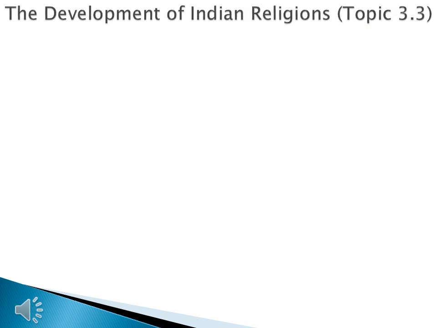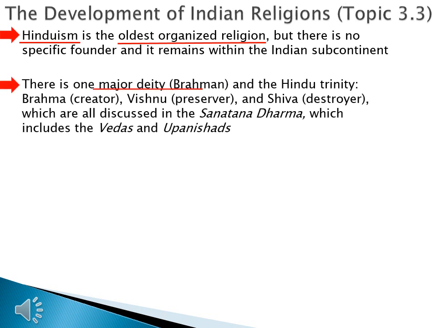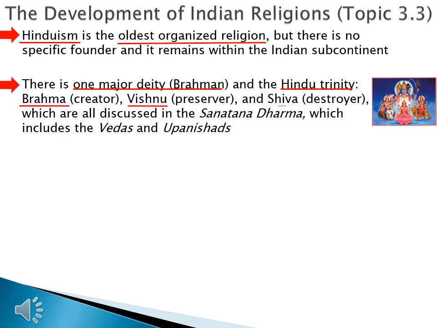We then discussed the development of Indian religions, topic 3.3, and we learned that there are two major religions in ancient India. Hinduism is the oldest organized religion, but there is no specific founder, and it remains within the Indian subcontinent. It does not spread into the world. There is one major deity or god, the Brahman, and then there's the Hindu Trinity under the Brahman. We have Brahma, the creator, Vishnu, the preserver, and Shiva, the destroyer, which are all discussed in the Sanatana Dharma, which includes the Vedas and the Upanishads.